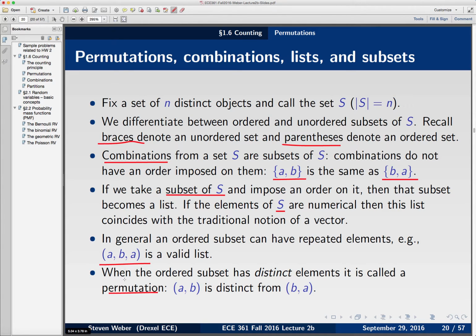In the special case when our ordered subset has distinct elements, then it may be called a permutation. For example, parentheses A, B is the 2-permutation where in the first position we place an A, in the second position we place a B. Because order matters, (A, B) is a distinct object from (B, A).